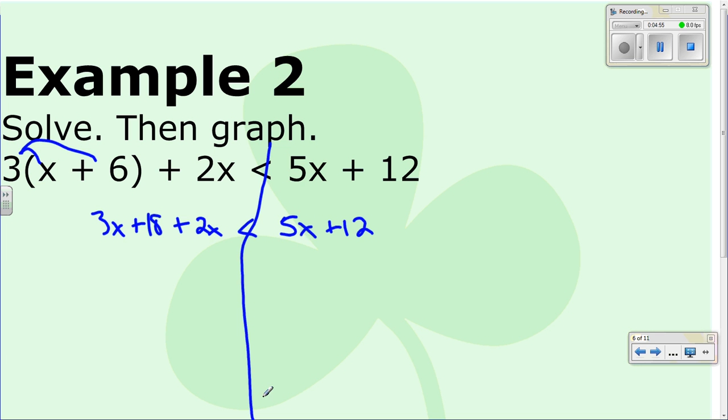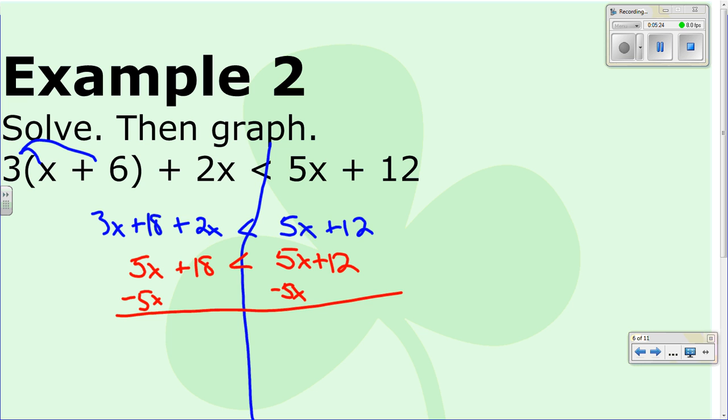So we only subtract when we're crossing over the inequality, which means 3x plus 2x, we just combine those like terms. That gives us 5x. So it's 5x plus 18 is less than 5x plus 12. Now you have to get your x's on the same side. So we're going to subtract 5x from both sides. Those cancel. You're left with 18 is less than 12.